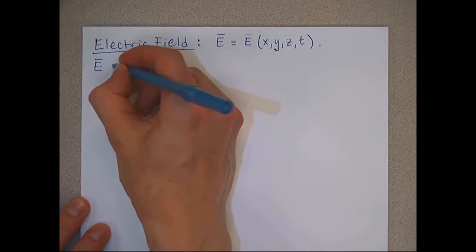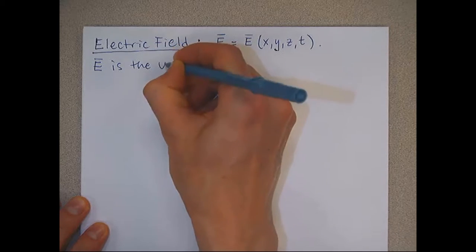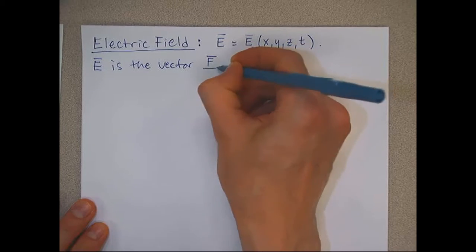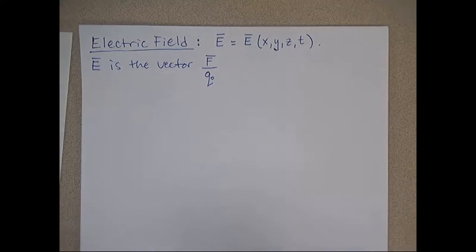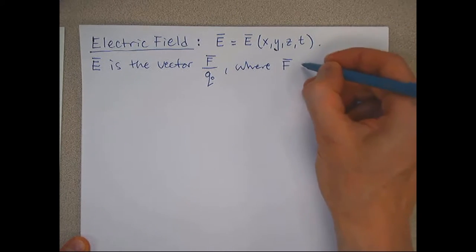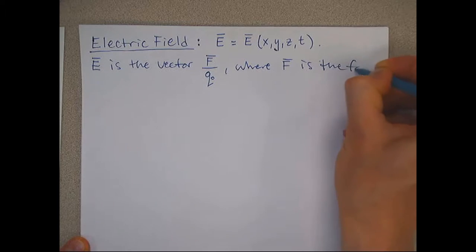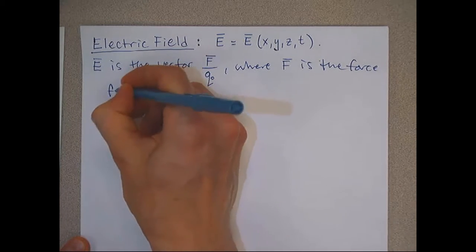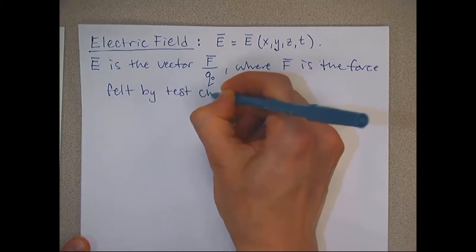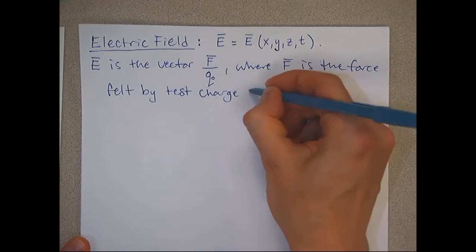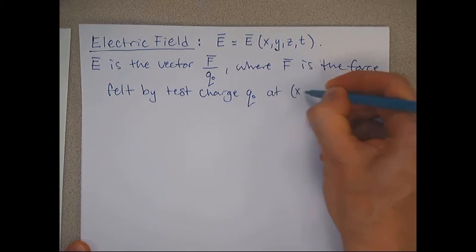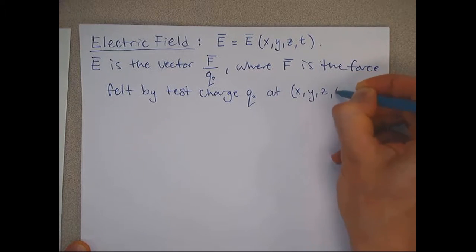E is defined as the vector F divided by Q0, where F is the force that would be felt by a test charge Q0 at this particular location in space and time.